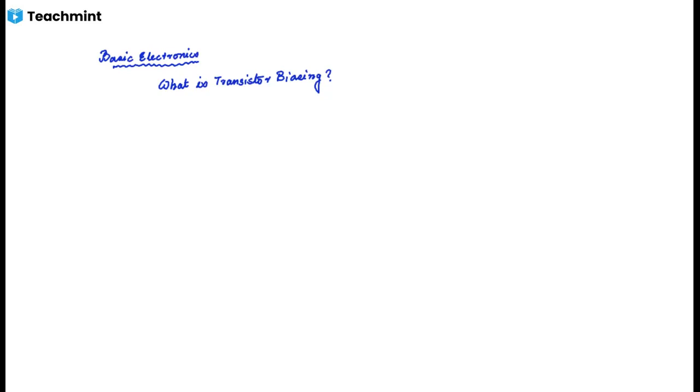So what we are doing? Transistor biasing is the process of setting the transistor's DC operating voltage. DC operating voltage, so this is the first thing, or current conditions to the correct level so that any AC input signal can be amplified correctly by the transistors. Now what is this DC operating voltage?